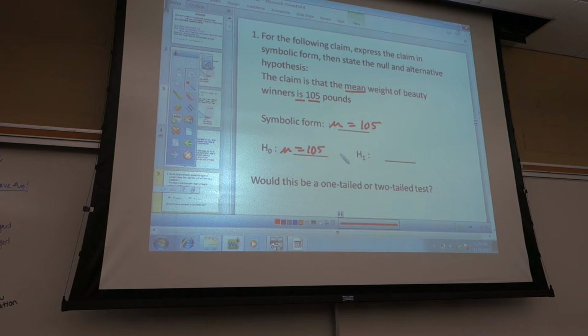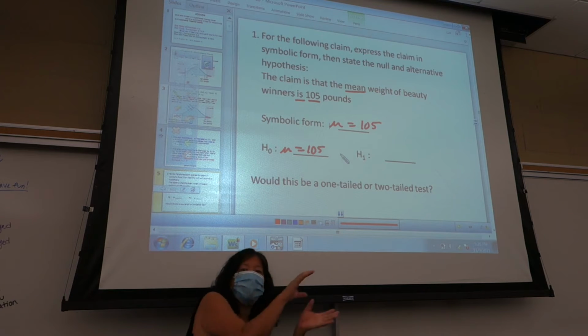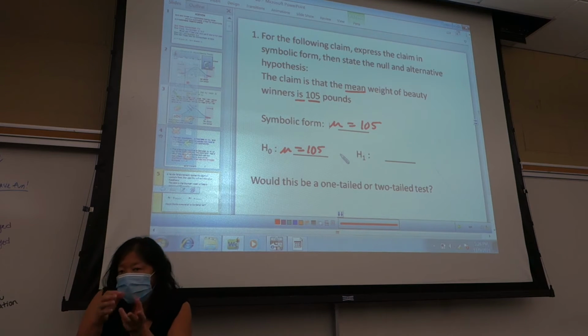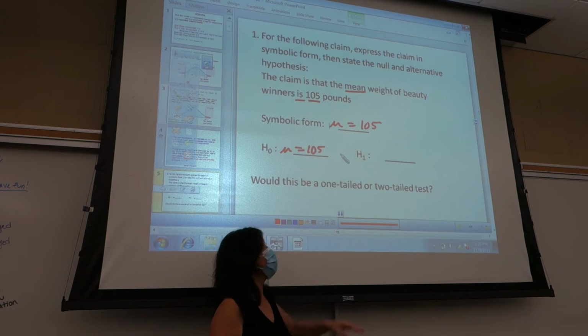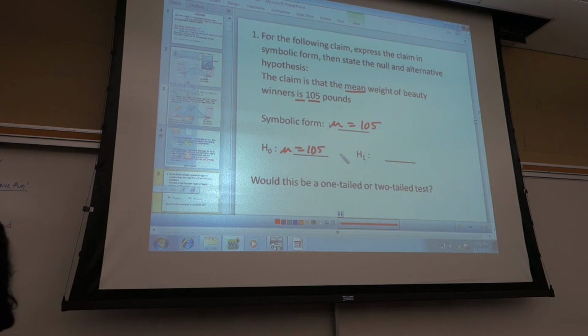So think of the H naught as sort of being like a label. It's just saying name, colon, and then you write whatever your name is. Here it's saying the hypothesis is, and you write what the hypothesis is. The mean is equal to 105. Is H naught my claim? H naught equals 105. Yes. So then H1 becomes the opposite of my claim.